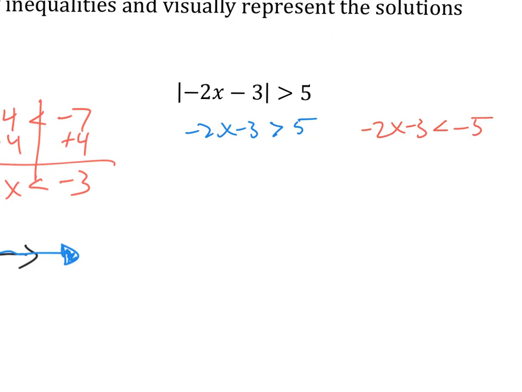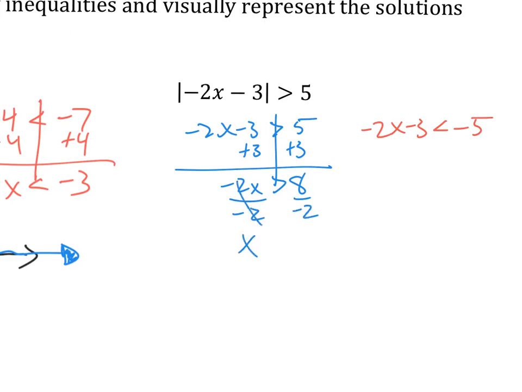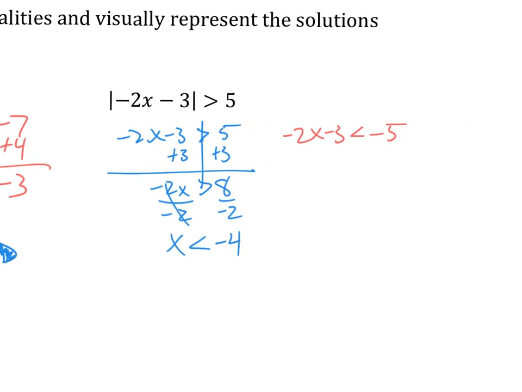Okay. Now we need to solve both of these, so we will add 3 on both sides. We'll get -2x is greater than 8. And then we want to divide by -2. So those will cancel out and we'll get x is, well, we divided by a negative, so we have to flip our inequality. So x is less than -4. Okay, and then solve this one here.